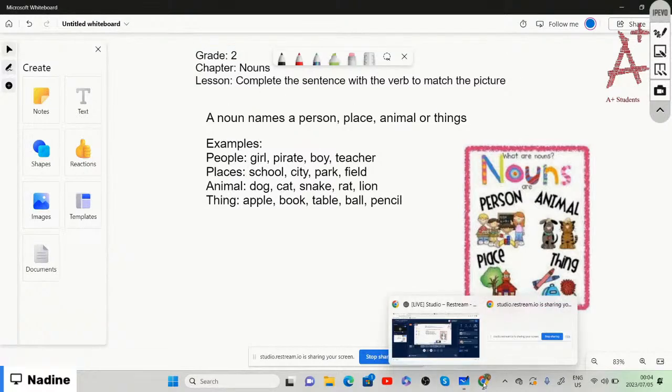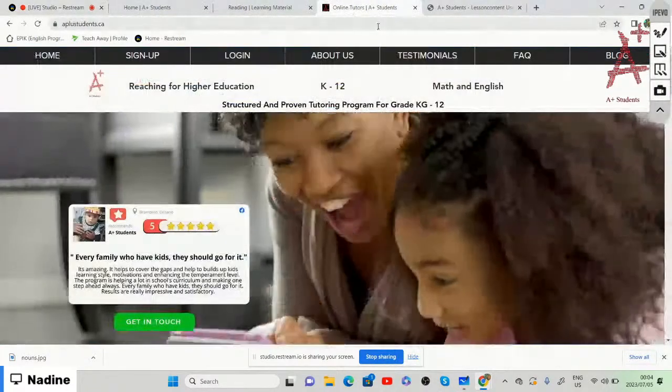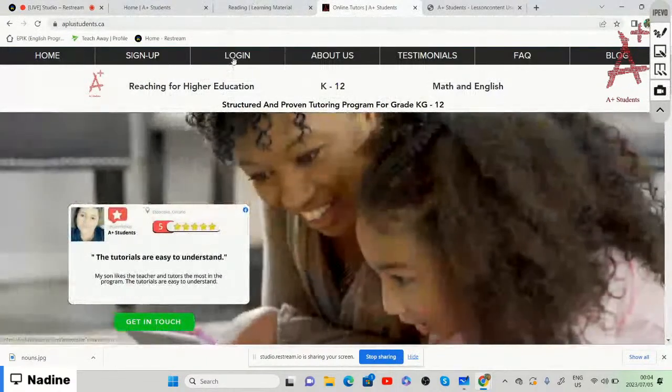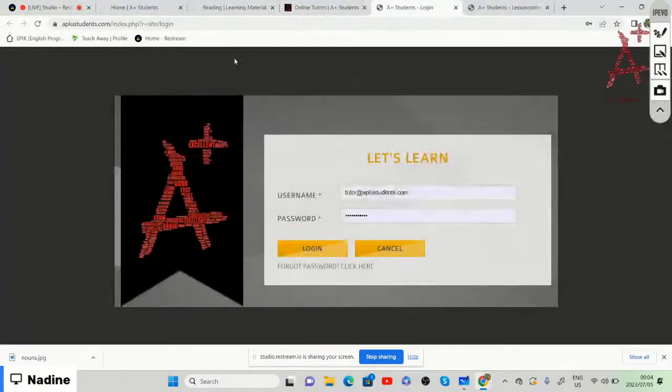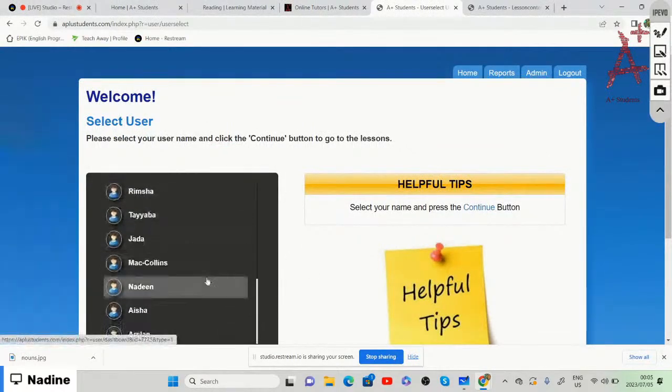So if we go to the tutorial page on aplusstudents.ca, once you go to aplusstudents.ca you're going to log in, and you're going to log in with both your username as well as your password, right? All right, so you are logging in with your username as well as your password.